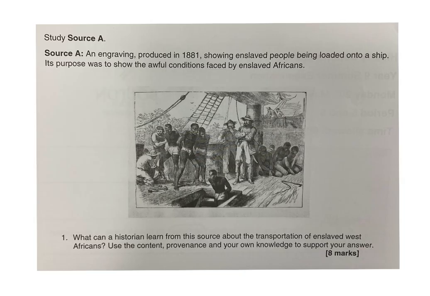Okay, so question number 1 in section B was a source-based question, an engraving produced in 1881 showing enslaved people being loaded onto a ship. And the question is, what can a historian learn from this source? 8 marks. It asks you to use the content, provenance, and your own knowledge. Now, this is similar to a GCSE style question. In a GCSE exam, the question will be, how useful is this source? We've used the phrase, what can a historian learn?